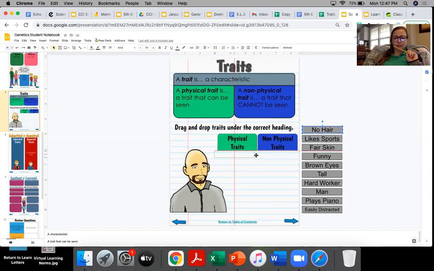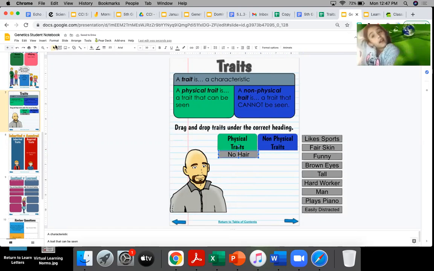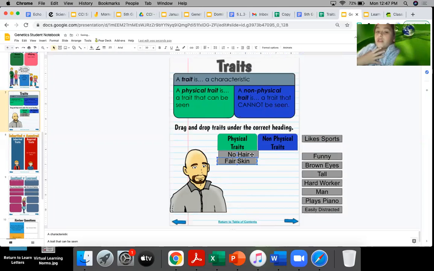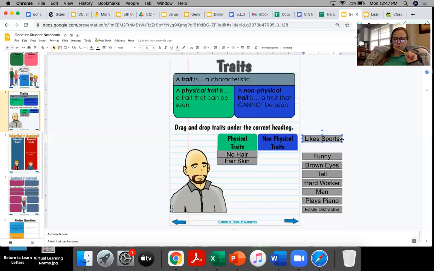All right, Cammy. Another physical trait would be fair skin. Yes, fair skin. We can see if someone has fair skin or not. Excellent job. Demario. Like sports is a non-physical trait. Excellent job. We cannot tell by looking at someone if they like sports or not. Excellent.